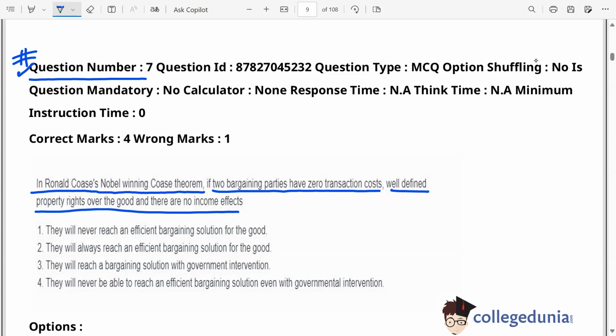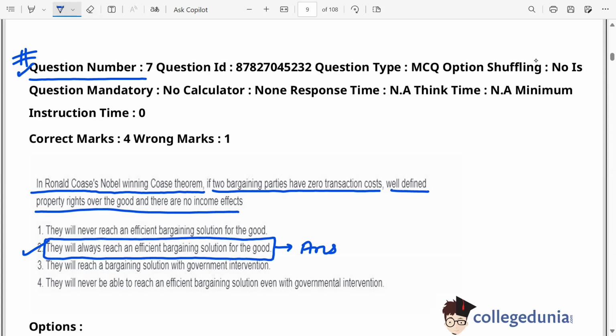We all know the answer. Students who have subscribed to my complete course, I have covered the Ronald Coase theorem in my lectures on externalities and public goods. It simply states that if you leave it to the individuals, with no government intervention, the parties will always be able, through efficient bargaining, to arrive at the efficient outcome. That means my answer is option 2: they will always reach an efficient bargaining solution.